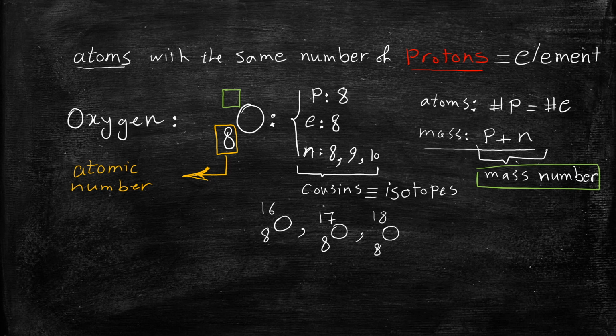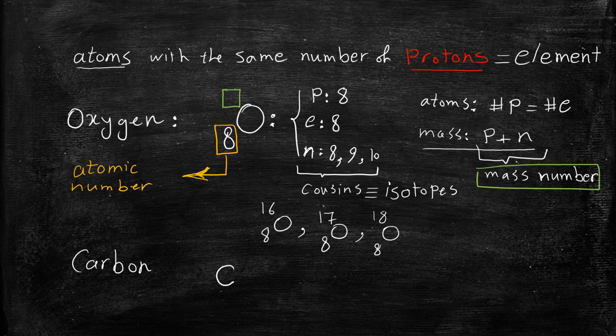But all of them have 8 electrons because they have 8 protons, and the number of electrons is always equal to the number of protons. Let's see another example, an element that you must have dealt with: carbon. When you do a barbecue, if you have charcoal, that's carbon. And again, we show the first letter as the symbol, C.